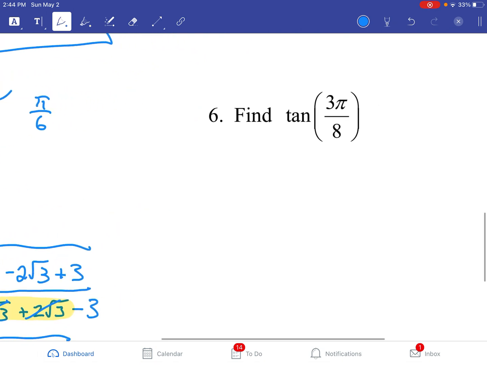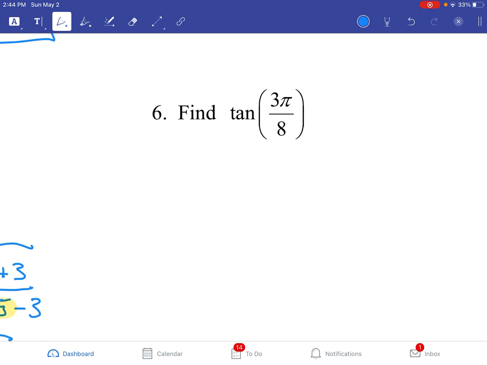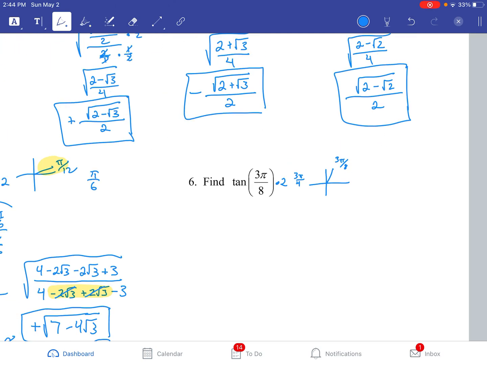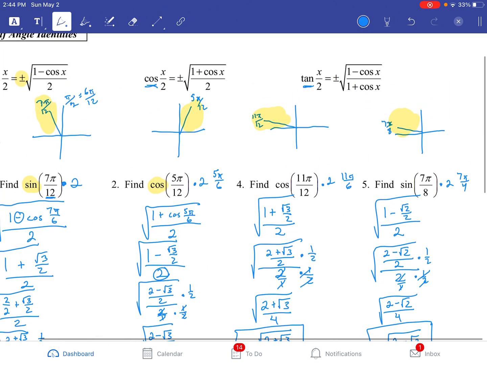So again, we have tangent of 3 pi over 8. 3 pi over 8 is going to be someplace about here. We're going to multiply this by 2 to get 3 pi over 4, and we're going to use 3 pi over 4 in our problem. Same idea. Let's just refresh our memory at the top here.